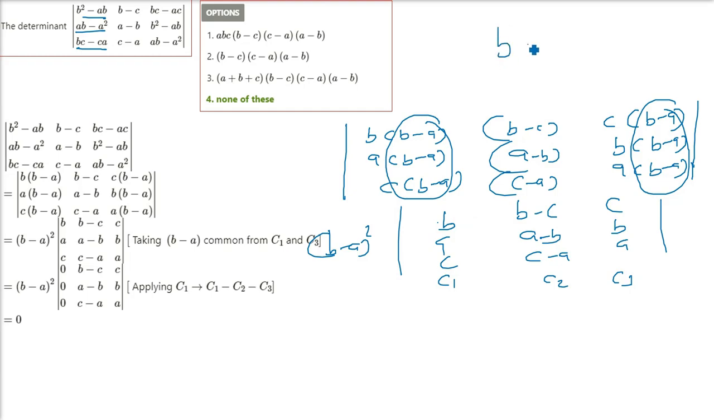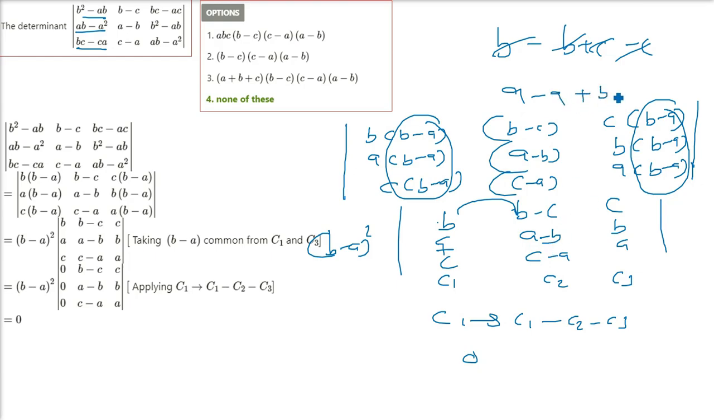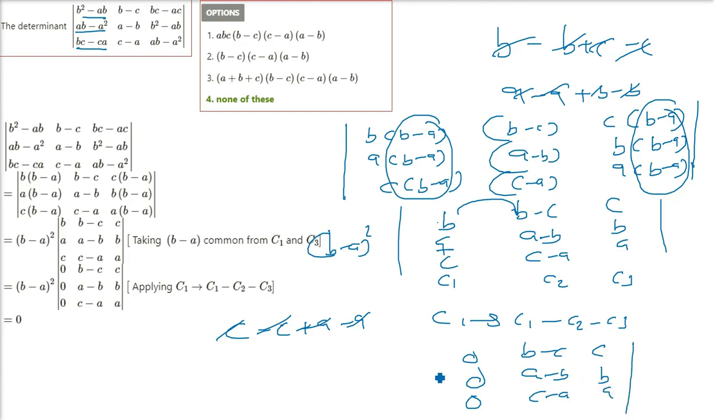B minus c, that is b plus c minus c. So b gets cancelled, c gets cancelled. So column 1 we are changing to column 1 minus column 2 minus column 3. And this is 0. Then we have the same thing here. A minus a plus b minus b, again 0. C minus a minus a, this all gets cancelled, 0. So other things I am writing, but I can see that one of the columns is 0. When one of the columns or one of the rows is 0, the determinant will be 0.